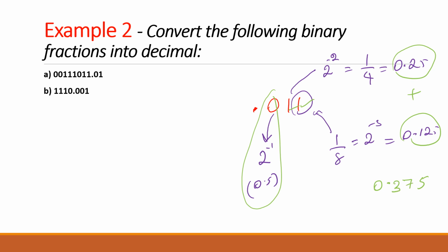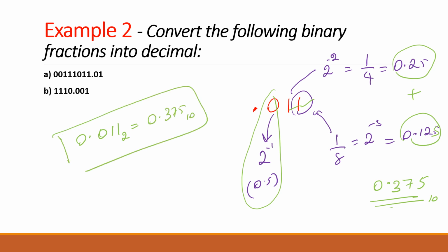0.375. Am I right? So in the decimal, this is equal to that. Yes. So when you add these two together, you will get this. So 0.011 in the binary is equal to 0.375 in the decimal. Make sense? Okay. So can I give you time for you to do the A and B, please?